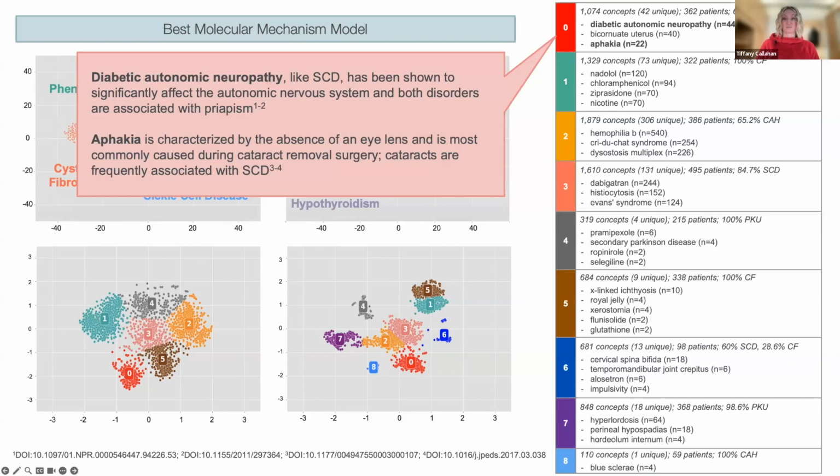Aphakia is characterized by the absence of an eye lens and is one of the most common outcomes of cataract removal surgery. Cataracts are frequently associated with sickle cell disease. So we're getting these explanations from the knowledge graph, and we're also finding literature to justify them. But you can already see it's a different kind of thing that's describing this group of patients. It's more deeply associated with other phenotypes or other diseases which share similarities with these patients.